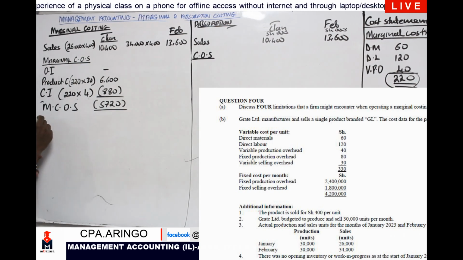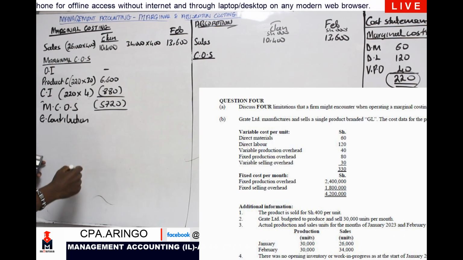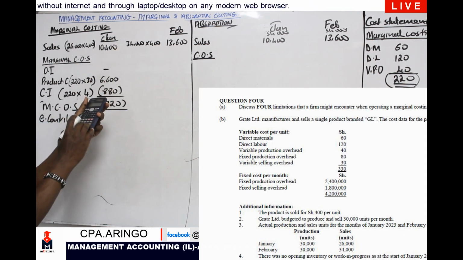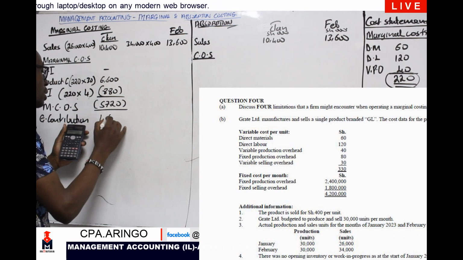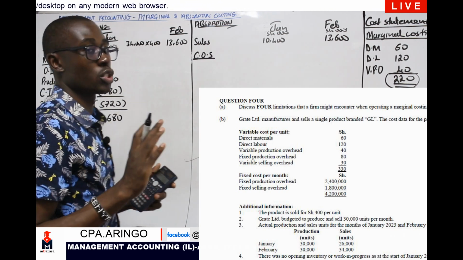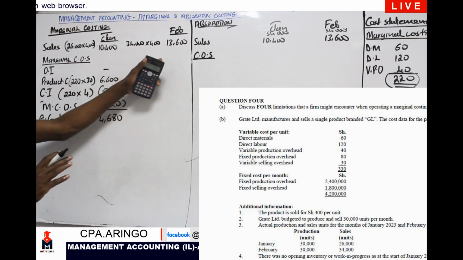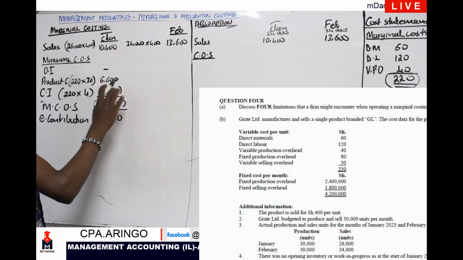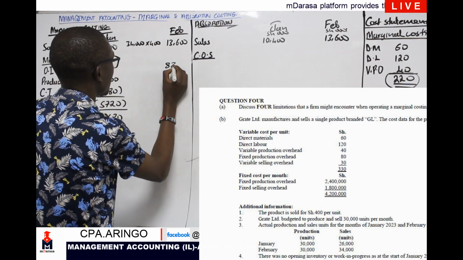So our gross contribution here, I should be having a figure of how much, my good students? I take 10.4, I less 5,720, which will give 4,680,000 being our gross contribution for the month of January. Proceed to the month of Feb. My closing inventory in January will be our opening inventory in the month of Feb, 880.